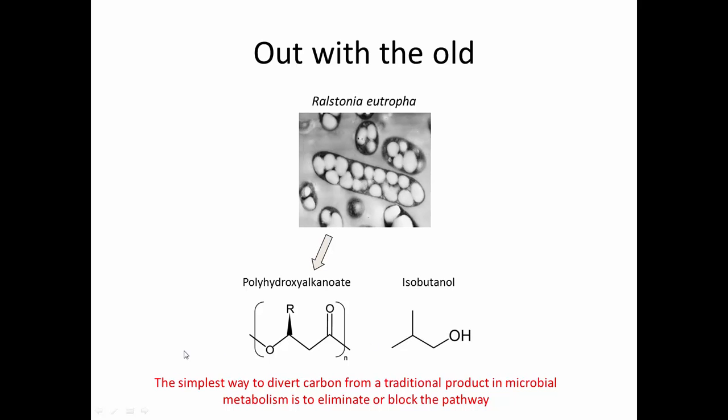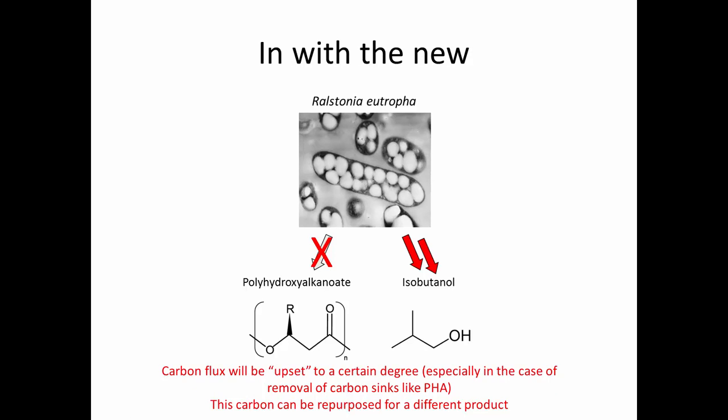So the simplest way to divert carbon from a traditional product in microbial metabolism is to just eliminate the pathway or block the pathway. So block the pathway that makes polyhydroxyalkanoate, so it doesn't make it anymore. So you see cells under the microscope like this. They're not full of these granules anymore. They're full of just cell cytoplasm. And then with that, we say to ourselves, well, okay, now what is the cell using that carbon for? And that's where we come in with the new. We want the cell to use the carbon to make that isobutanol.